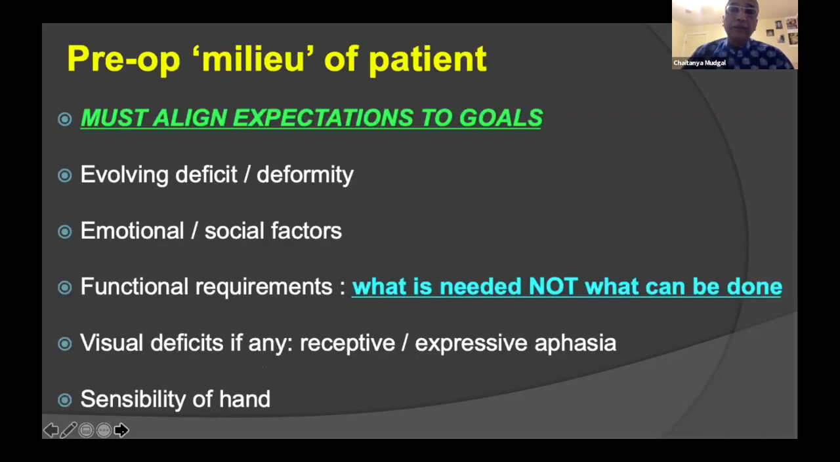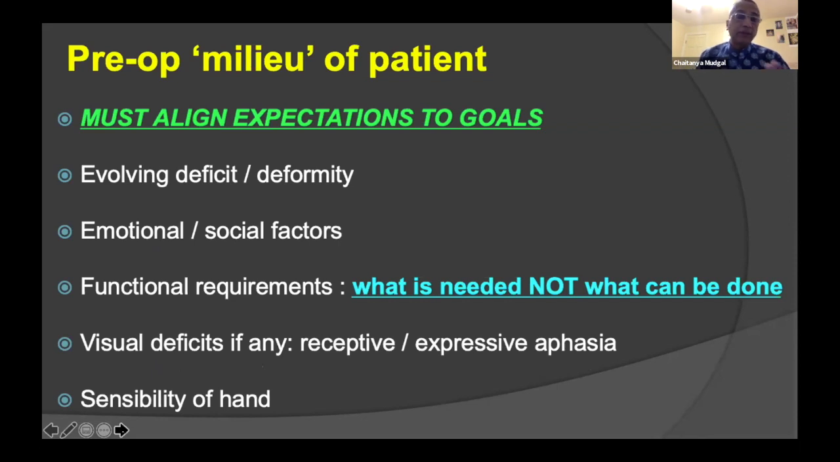Now, this is one of my favorite slides because I think it's really critical. The pre-op milieu of the patient. You must align your goals to the patient's expectations. Otherwise, either or both will be disappointed. You want to wait for the neurologic deficit to have evolved completely. You have to take into account social and emotional factors.